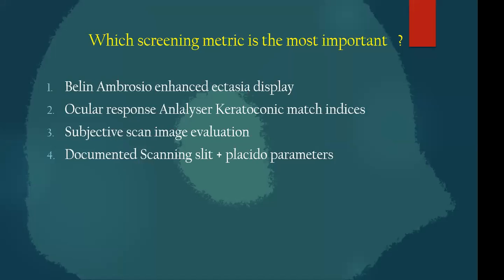A is Belin Ambrosio enhanced ectasia display. B is ocular response analyzer keratoconus match indices. 3 is subjective scan image evaluation. And 4 is documented scanning slit and Placido parameters.